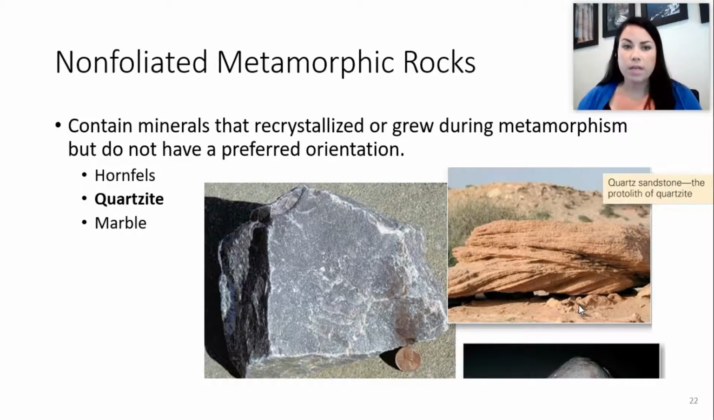So what about non-foliated metamorphic rocks? These are rocks that contain minerals that recrystallized or grew during metamorphism, but they don't necessarily have that preferred orientation. Some examples of that would be hornfels, quartzite, and marble. So here's an example of quartzite, where the original rock is quartz sandstone, and then it just undergoes more metamorphism. And so the recrystallization or grains have changed once the heat and pressure has been applied.